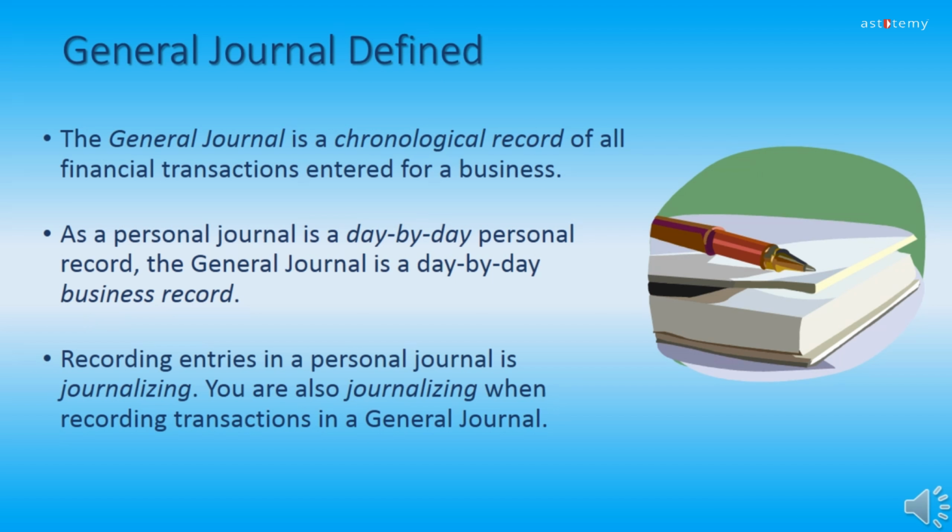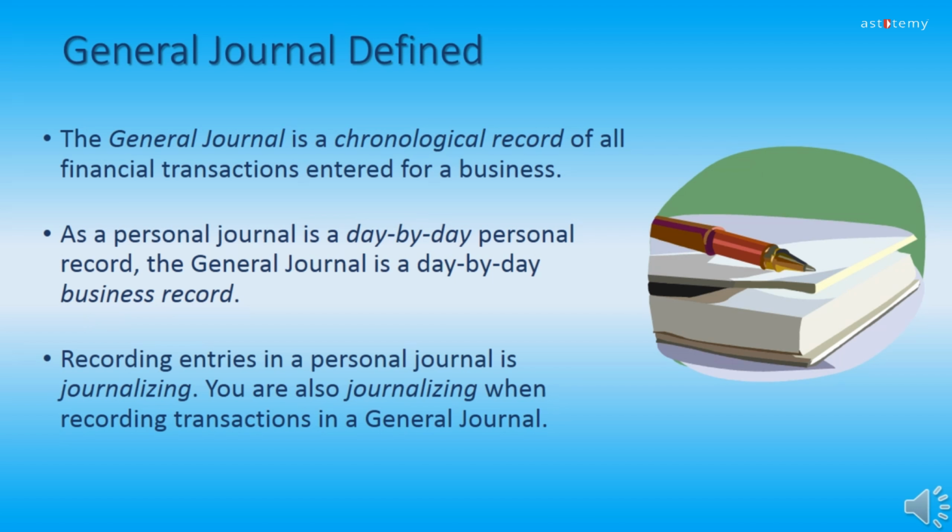Now for a definition of the General Journal. The General Journal is a chronological record of all financial transactions that are entered for a business. Think about a personal journal, a day-by-day personal record. Well, the General Journal is basically similar in that it is a day-by-day business record. When you record entries in a personal journal, you are journalizing. You are also journalizing when you enter transactions in a General Journal. On the next slide, we will discuss the steps to record the data in the General Journal.